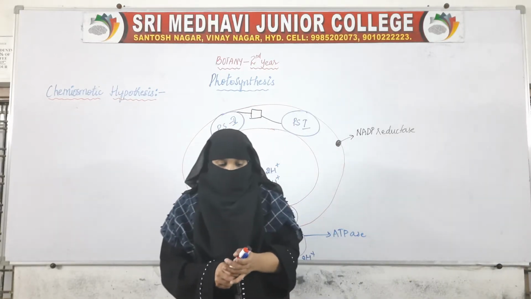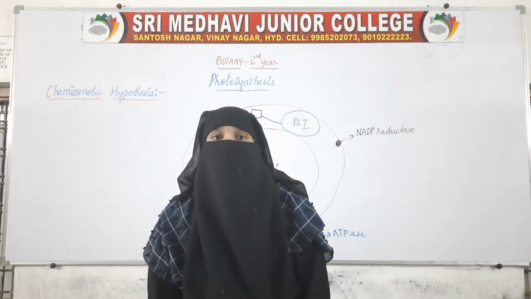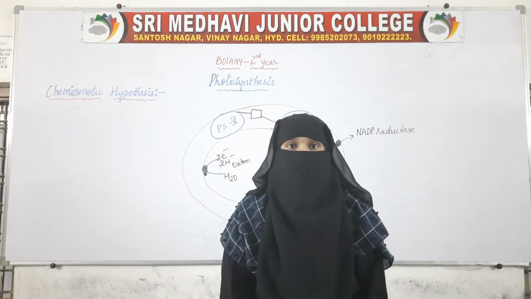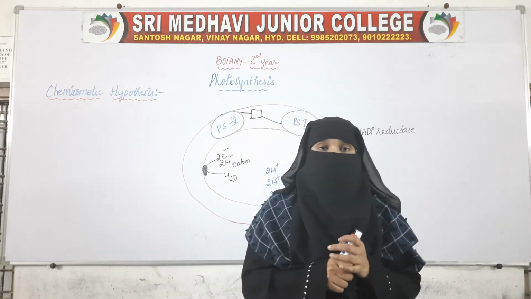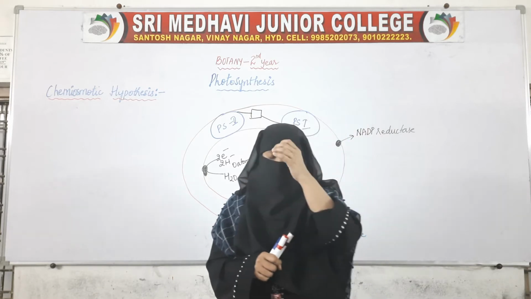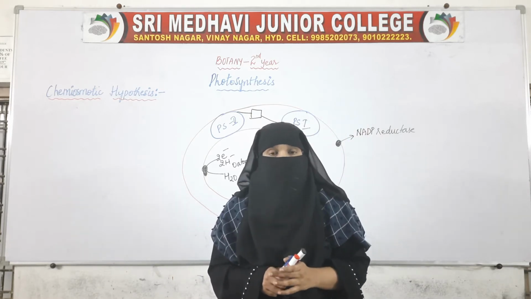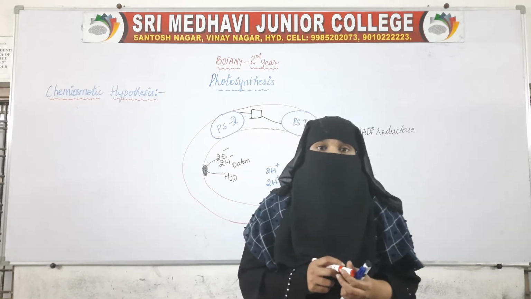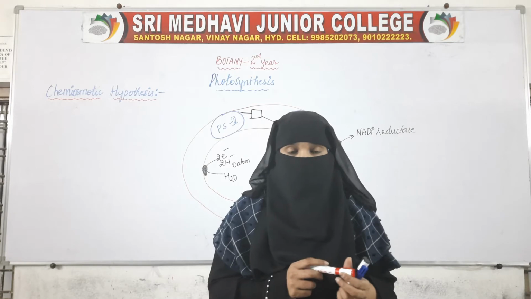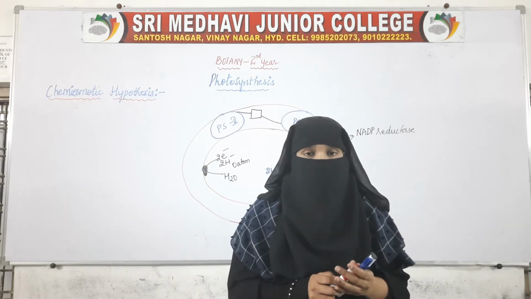Welcome everyone. Here we have seen the different events which have taken place during the light reaction. During the light reaction, we have seen different phases, and we have even seen cyclic and non-cyclic photophosphorylation. What happened during this?